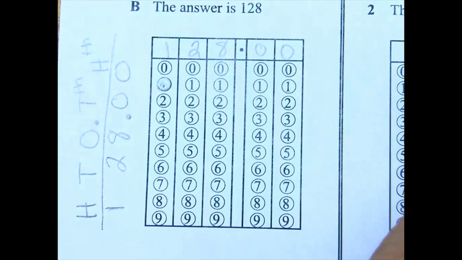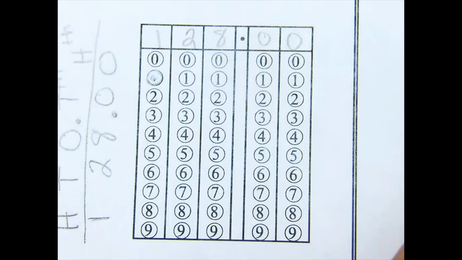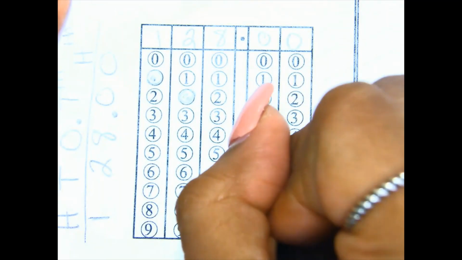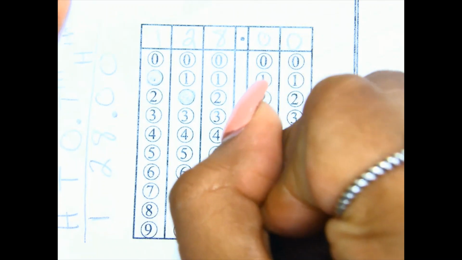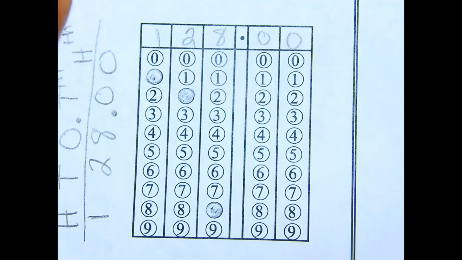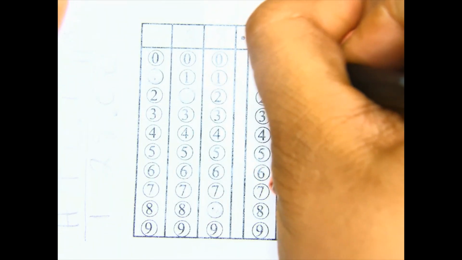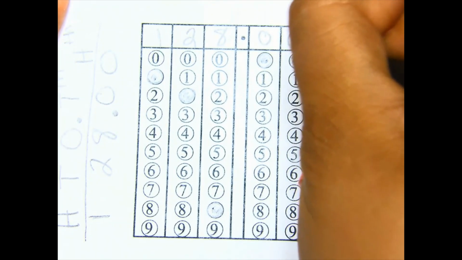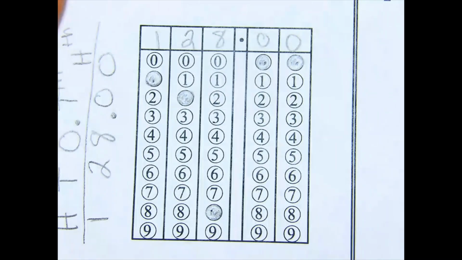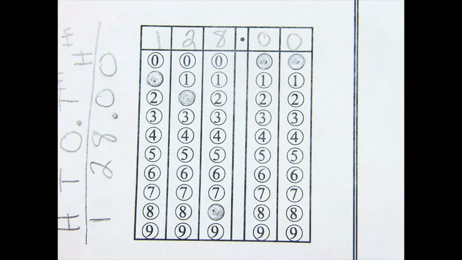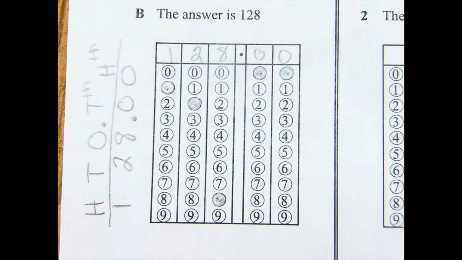Now I have a 2 in my tens, and I'm going to do the same thing, and I'm going to bubble in my 2. Lastly, I'm going to look at my 8, and I'm going to bubble that in. I cannot forget my 2 zeros in my decimal place, so I'm going to bubble in both of my zeros. There. So I bubbled in 128. So now I'm going to move on to my letter C.